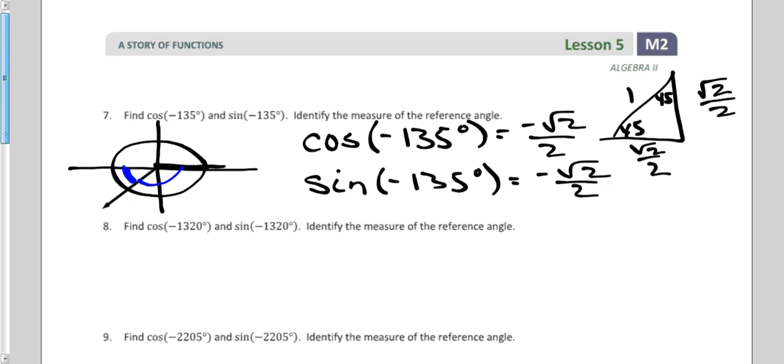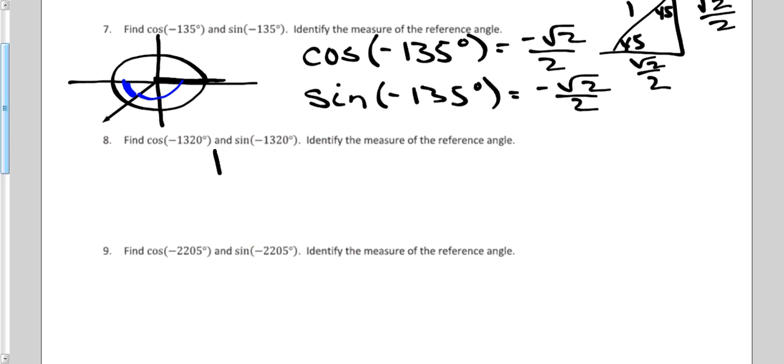So now we move on to 1320. This is one of those funky ones where we're going to go around and around and around, right? First quadrant. How many times do I go around though, Brandon? It's 3 times around. 3 times around is 1080, right? Plus another 180, and then you're at like 1,260. And then you go into the second quadrant. I like how you think.